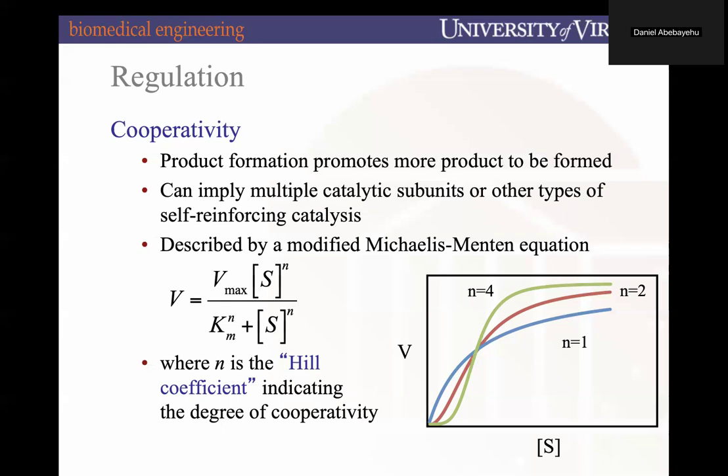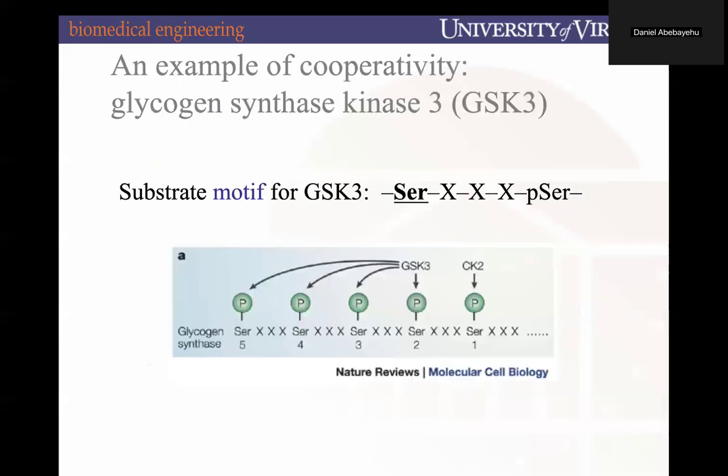An example of this cooperativity, we have an enzyme that's called glycogen synthase kinase 3. So really big name of an enzyme. We can break it down. It's a kinase, so what does that mean it does? Adds a phosphate group. It's a glycogen synthase kinase. What do you think it's phosphorylating?